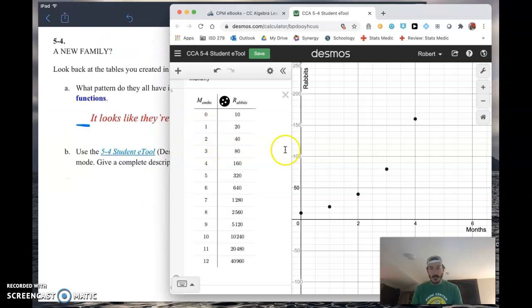We talked about the shape of the curvature of the graph, right? We would call this a curve versus a line. We talked about why that happens, right? Because we're not growing by the same number every time. For example, from here to here I grow by 10. From here to here I grow by 20. From here to here I grow by 40. That is not the same number of rabbits being added to my rabbit population. I'm doubling, and that's what creates this curve.